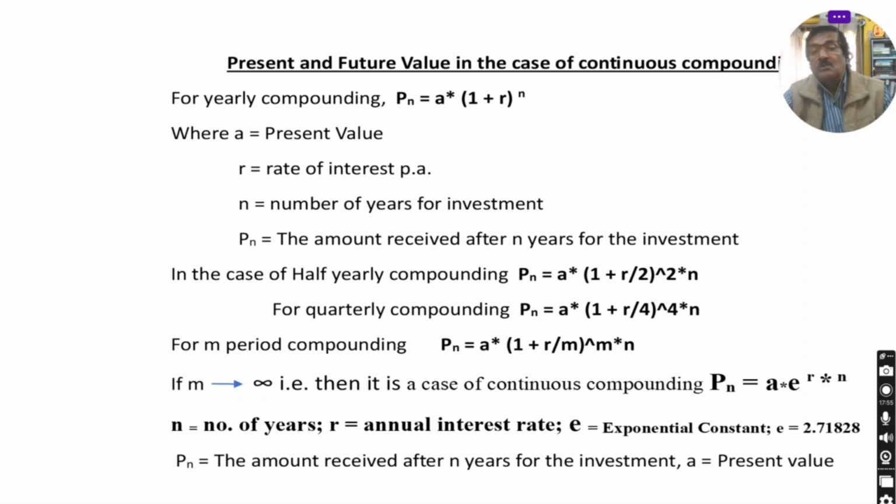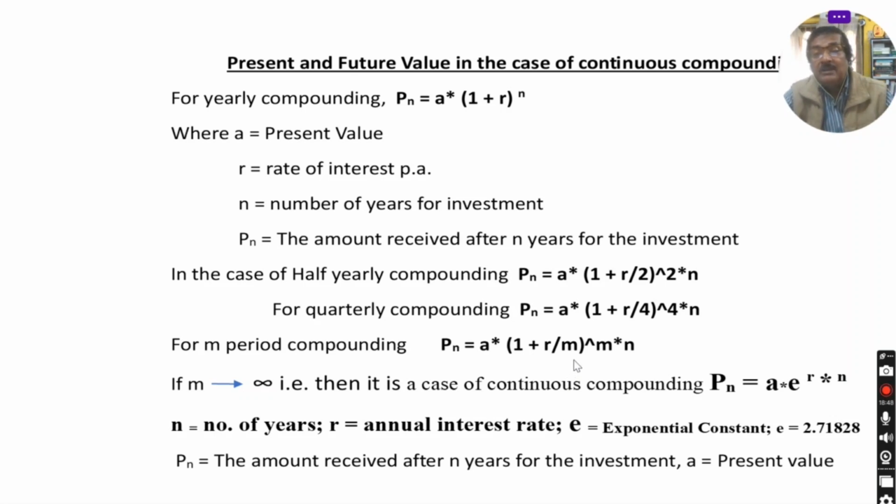Because in a year, there are 2 parts, after 6 months and then 6 months. For quarterly compounding, 4 parts. That's why you divide R by 4 and multiply N by 4. In this way, by applying the formula, you can find out the future amount received, depending on the period of compounding. If the period of compounding is M, it may be weekly, it may be daily, like that, then R divided by M is the periodic rate, and M into N is the number of periods, N being the number of years. This is the general formula.